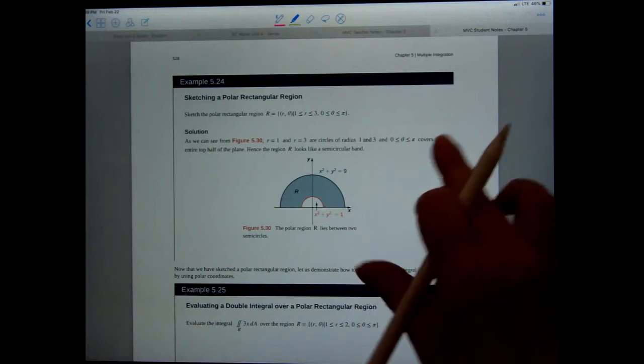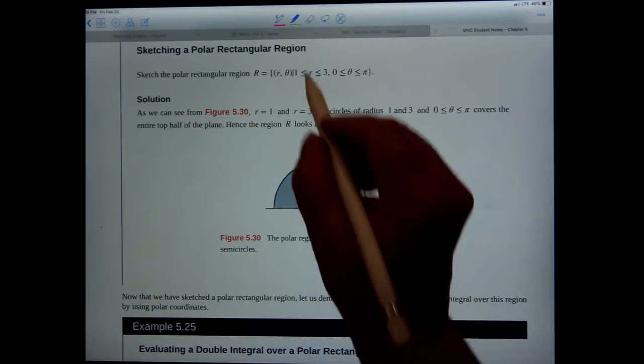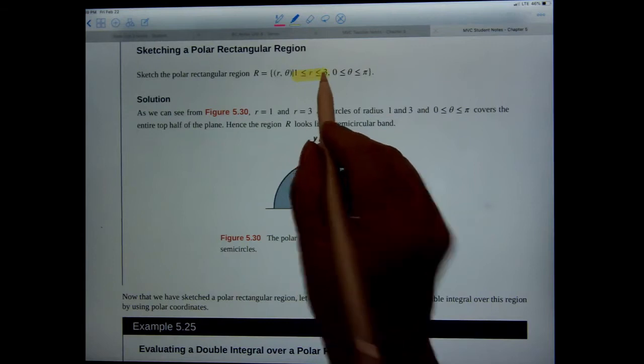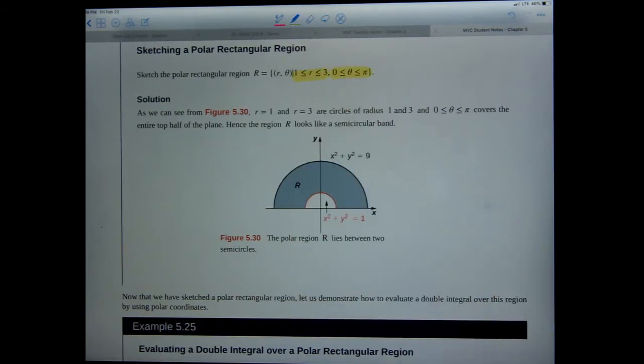All right, next page. Here's where the rubber meets the road. Okay. Sketch the polar region. They already give you a picture. This one's already done for you. They tell you what r is. R is from 1 to 3, and theta is from 0 to pi.